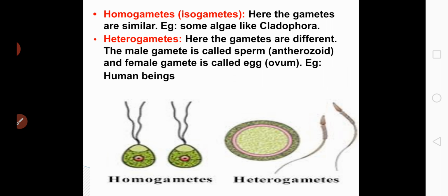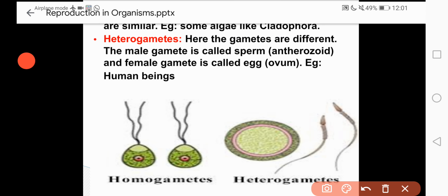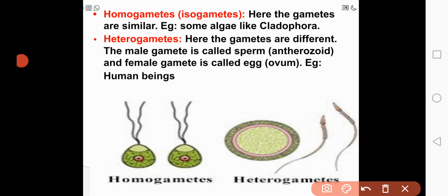In this picture you can clearly observe the homogametes and heterogametes. The homogametes are also called isogametes, and they are similar, right? In homogametes, both the gametes are similar, whereas in heterogametes the gametes are different. Here these are the male gametes, called antherozooids or sperms, and this is the female gamete, called egg or ovum. Understood?